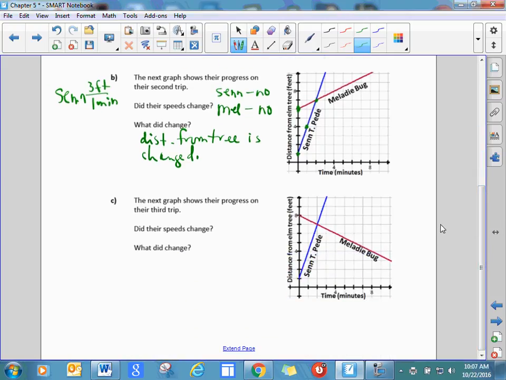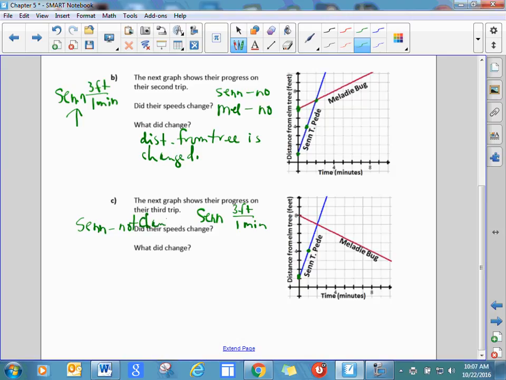Okay, third graph. Now their progress looks a little bit different. Did their speeds change? So let's look at Centipede. Here's his starting point. Here's another good one that's right on an interval. So that's up 3 over 1. So it's 3 feet for 1 minute. Don't forget your units. That's the same as right here. So his speed did not change.